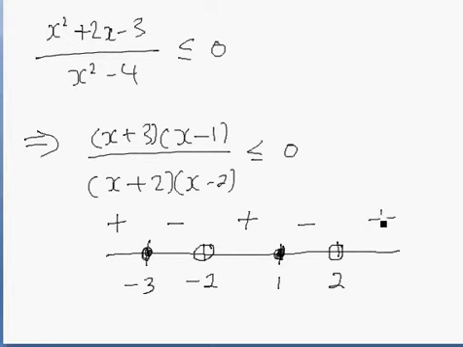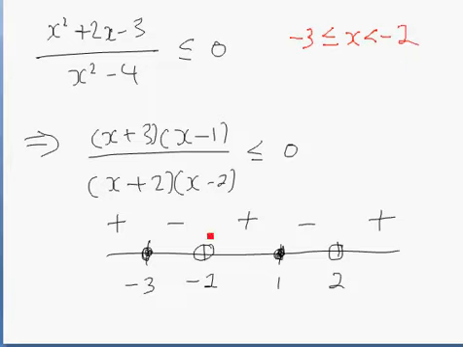So I'm going to conclude what is the solution we need. Take note, we want less than or equal to 0. Please read carefully. So we want this region, including 3, and this region, including 1. I'm going to write in red. My solution is -3 less than or equal to x, less than -2. Take note, excluding -2. That's why there's no equal sign here. Or 1 less than or equal to x, less than 2.